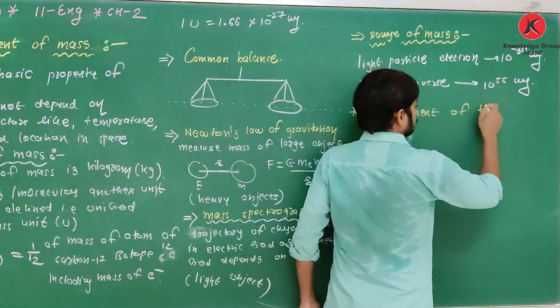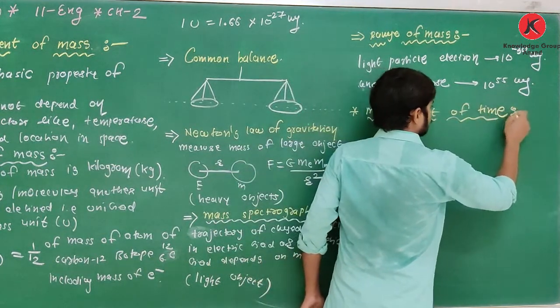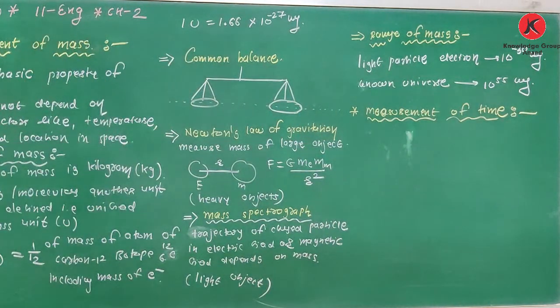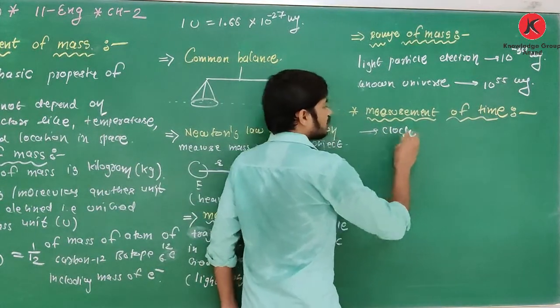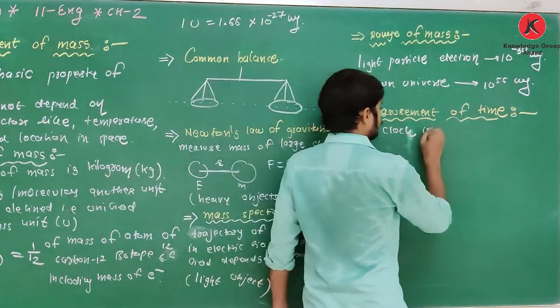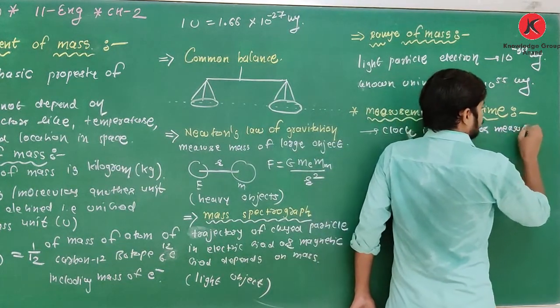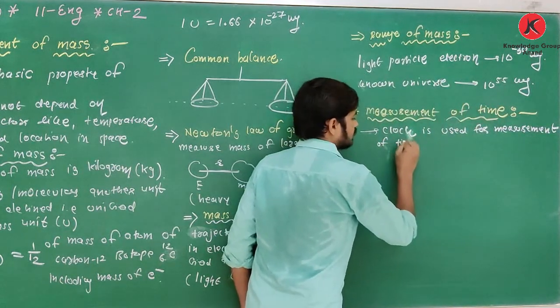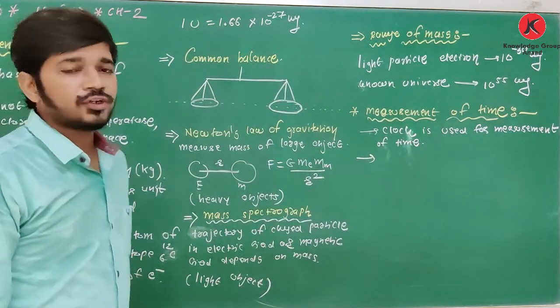Measurement of time. Okay, time. How to measure time? Yes, measurement of time is based on clock. We use clock for measurement of time. Okay, now clock is based on which phenomena?